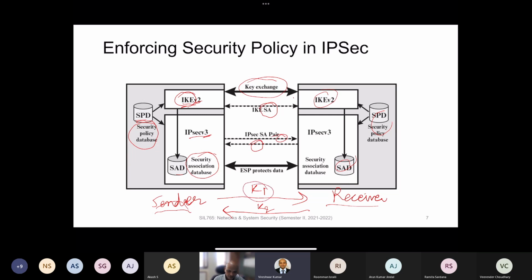Both K1 and K2, remember, are still symmetric keys, and they have to be agreed using a key exchange protocol, for instance the Diffie-Hellman key exchange protocol. Okay, so any questions related to the security association and the internet key exchange protocol? I will talk about SAD and SPD in a minute.